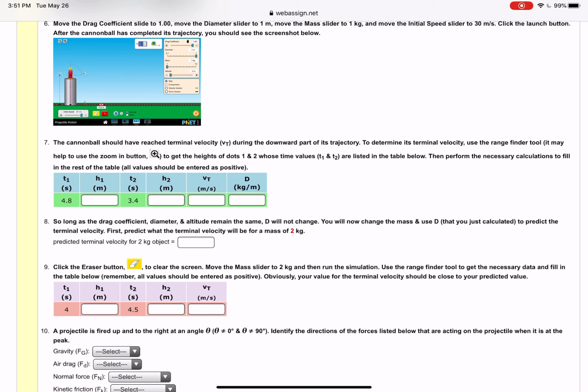Then, as it says here, you're changing the mass and using the D you just calculated to predict what the terminal velocity should be, in this case, for mine, for 2 kilograms. So I would go through the process of predicting what the terminal velocity would be for a 2 kilogram mass that has all the same attributes. And then do it again for that 2 kilogram to see how well it matches up.